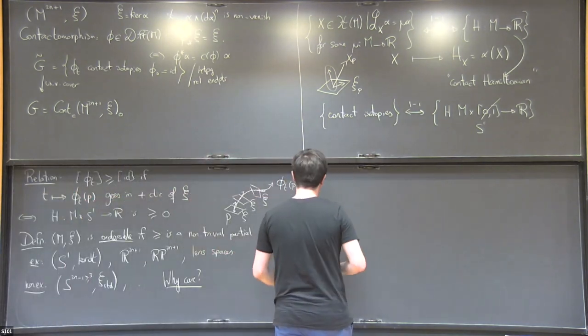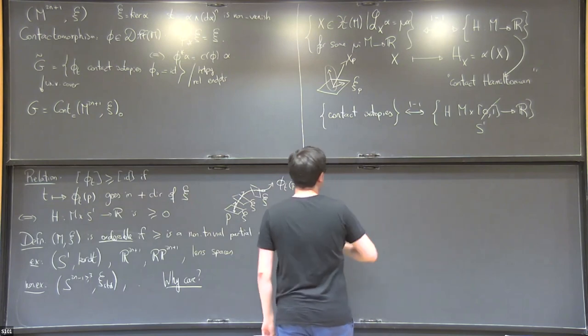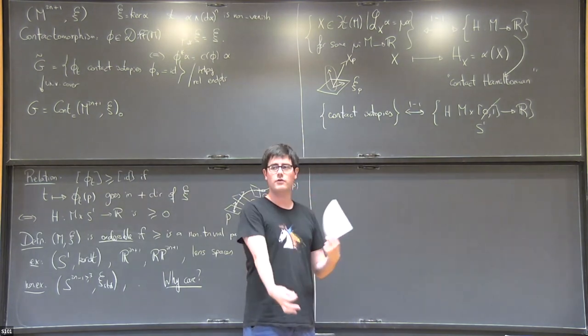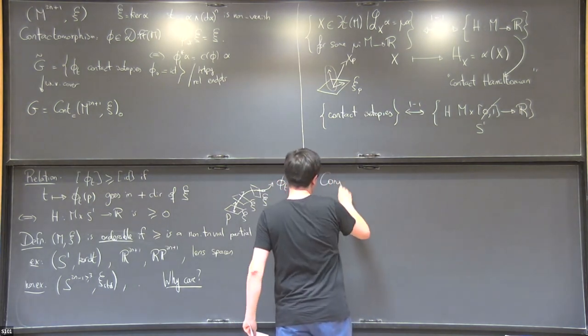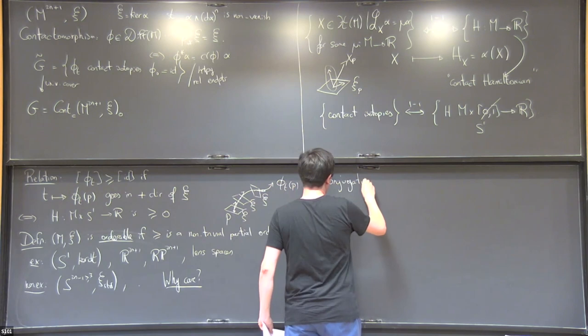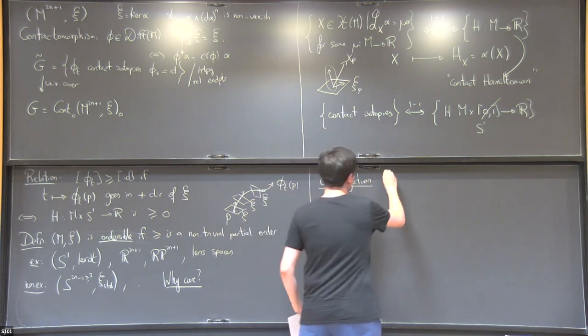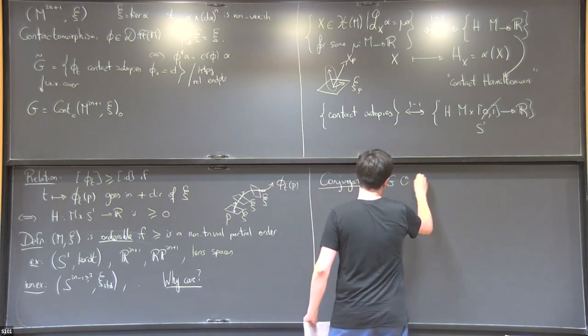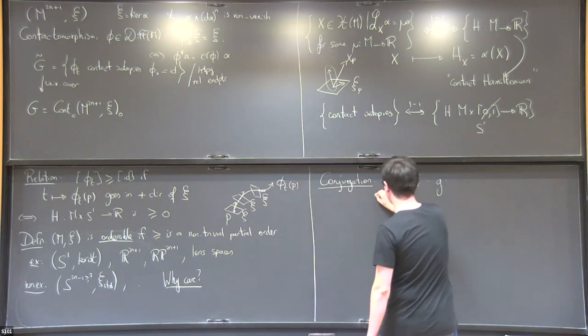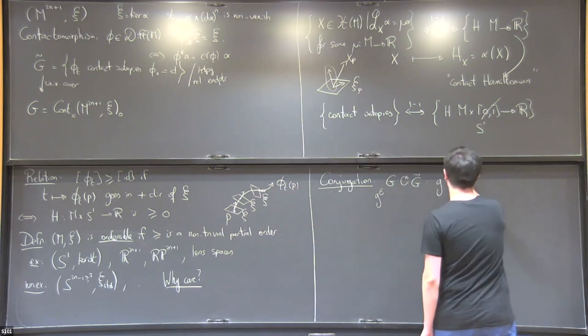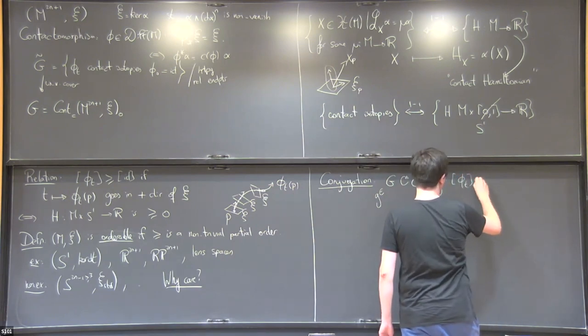All right, so this is kind of where this project ties into the special program that is happening this year here. So it turns out that on all of this, we have a conjugation action. So the group G acts on G tilde by conjugation. So a contactomorphism g in here would send some isotopy to the conjugated one.